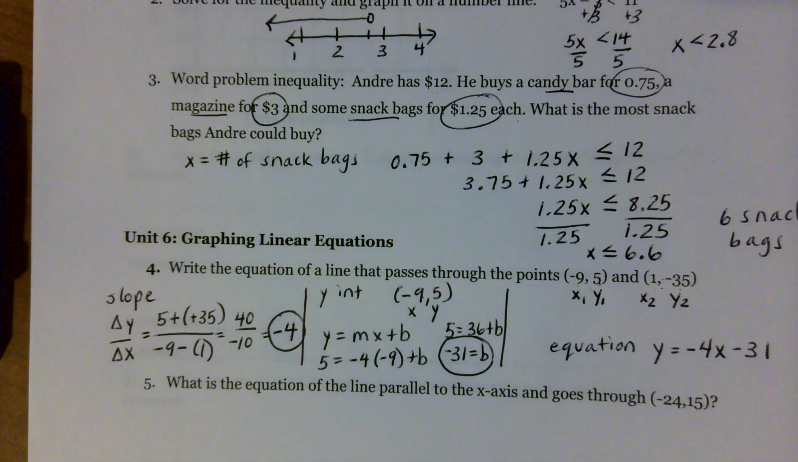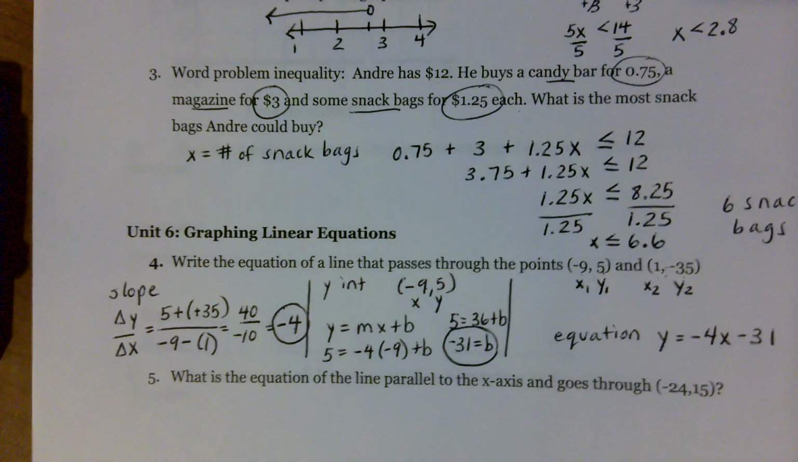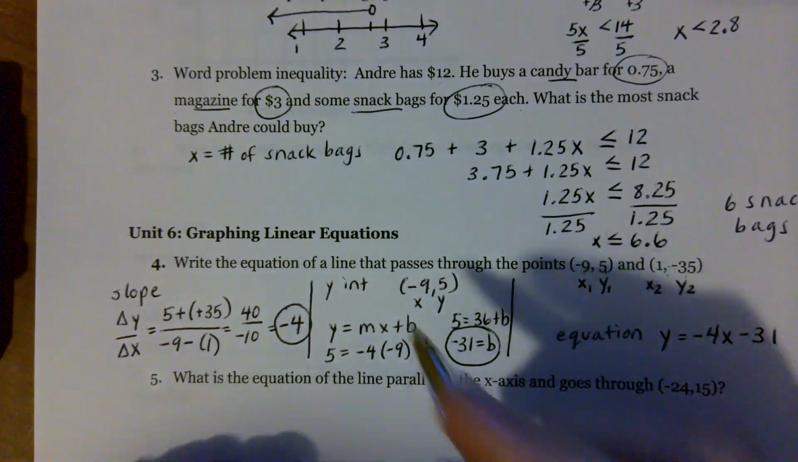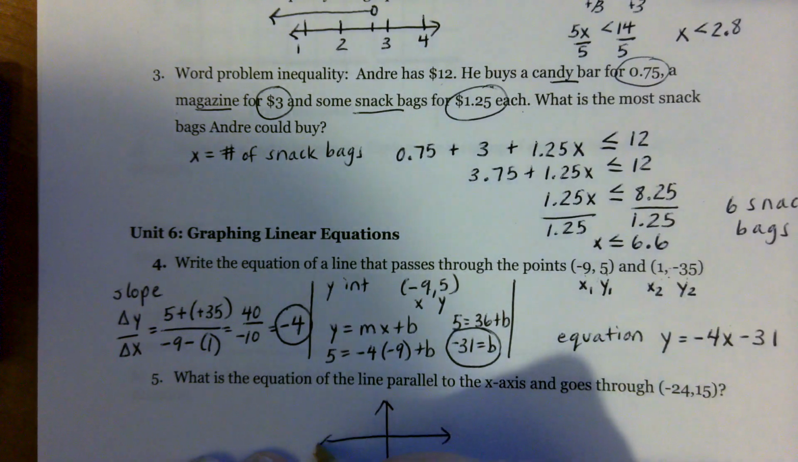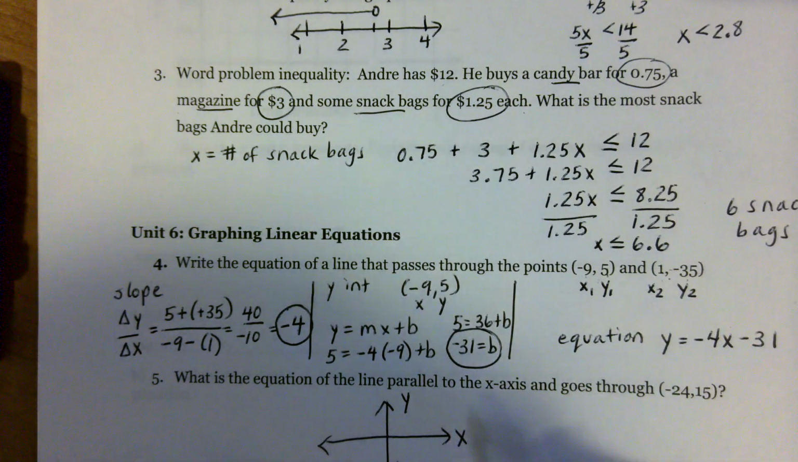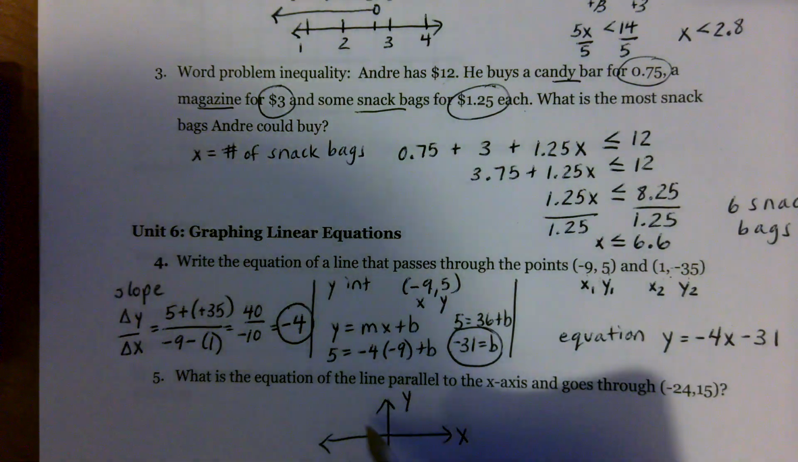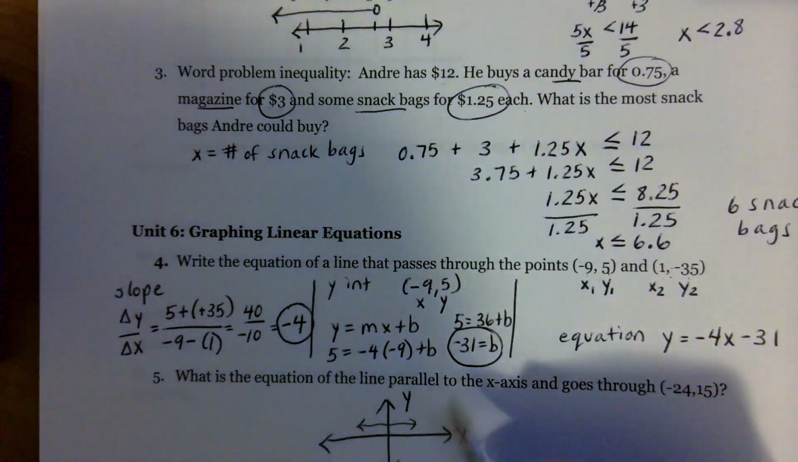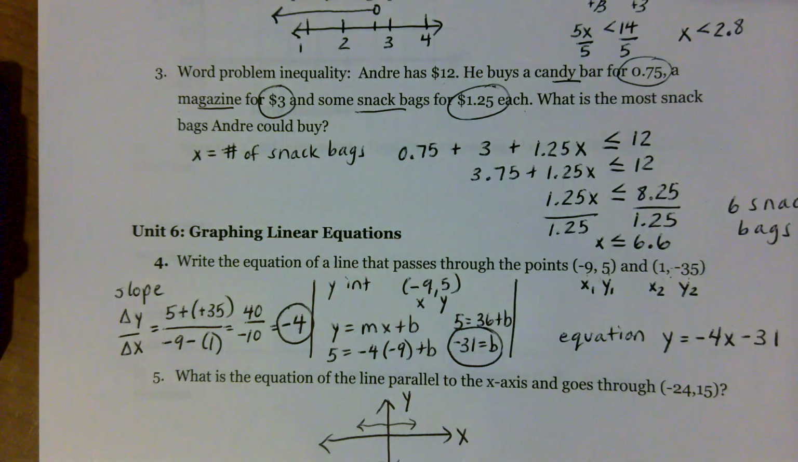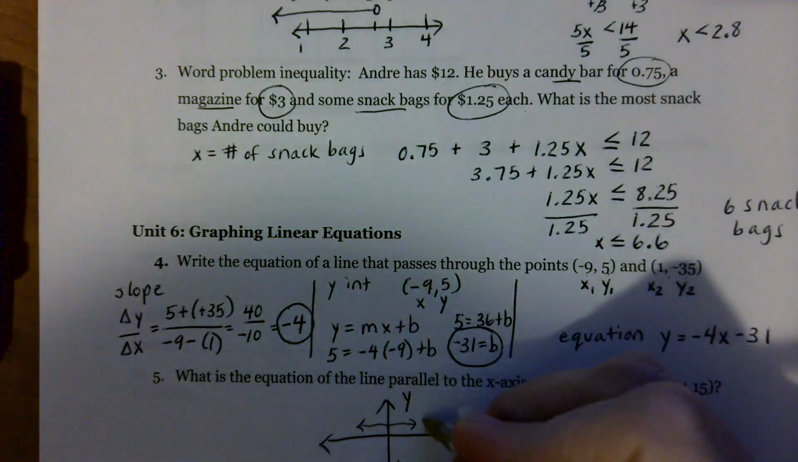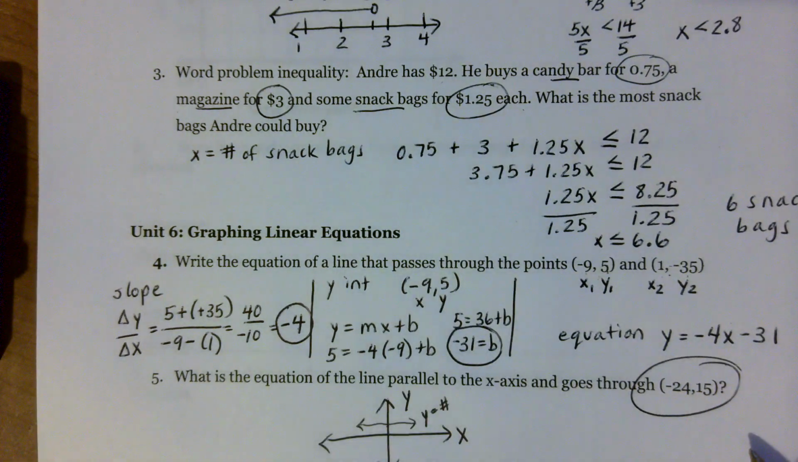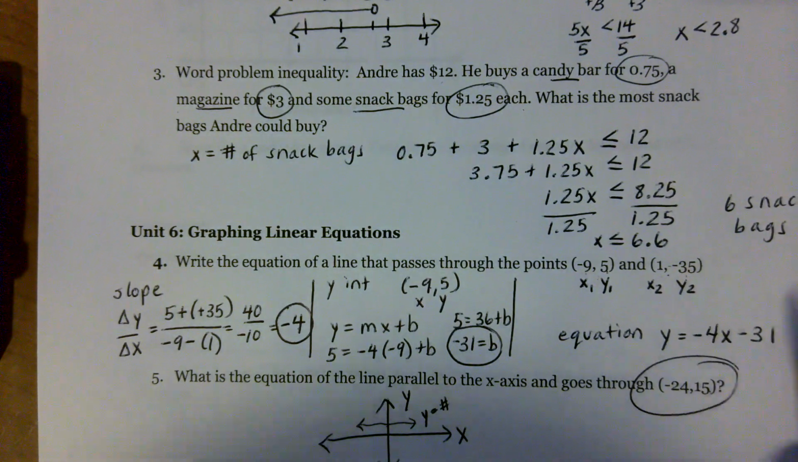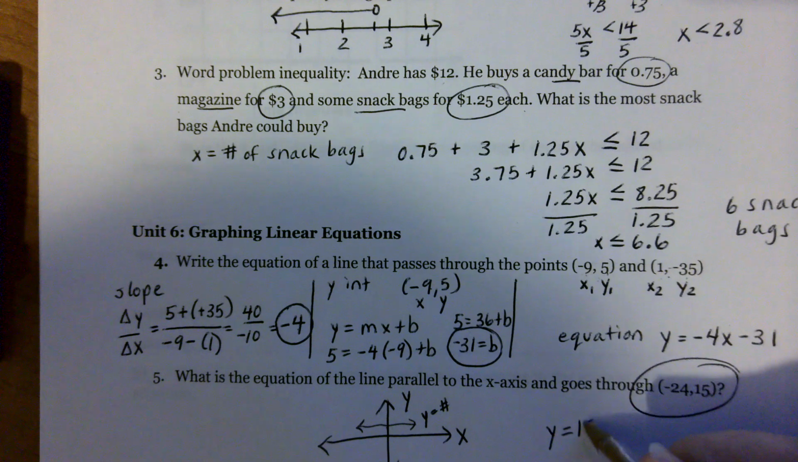Well, what about the equation of a line parallel to the x-axis that goes through this point? If I draw a quick sketch of the x and y axes, and I draw a line that's parallel to the x-axis, I realize it goes through the y-axis. So this equation is going to be y equals a number, and if it goes through this point, it has to go through that y value, so it's y equals 15.